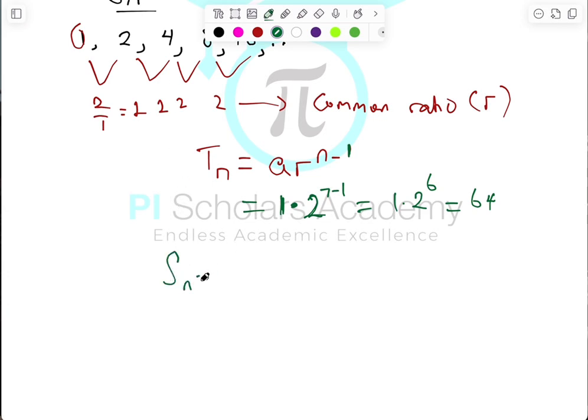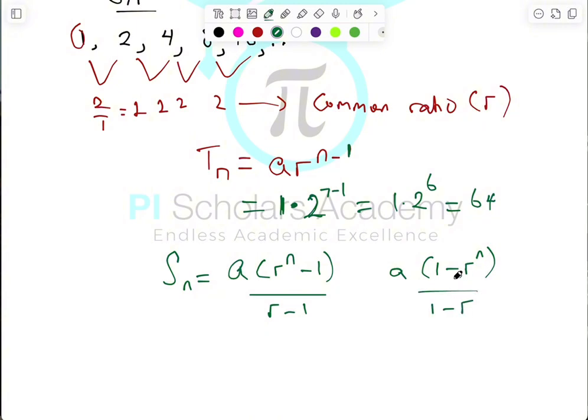So the sum of nth term of a geometric progression is given as A multiplied by R raised to power n minus 1, everything divided by R minus 1. I know some people like to say there's also another one, 1 minus R raised to power n, then you have 1 minus R. Actually, it's not different from this. There's no condition. You can just stick with one of them and just use it.